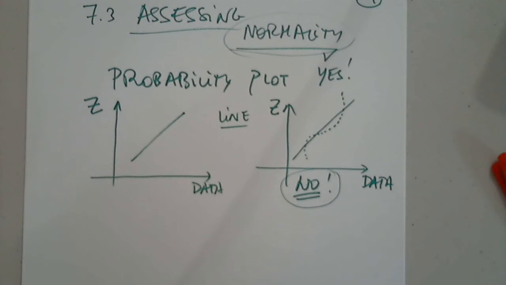Good. Who would like to give it a try for the next one? I can do it. Okay, thank you. When working with normal probability plots, straight lines indicate normality, while curves represent non-normality. Perfect. Excellent.